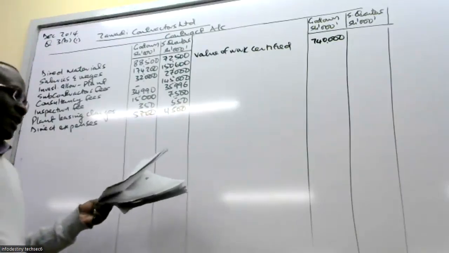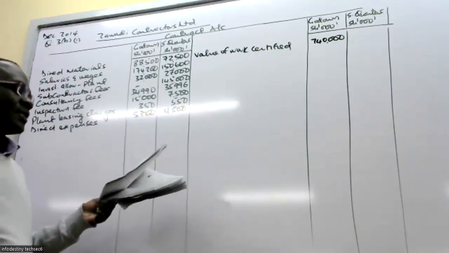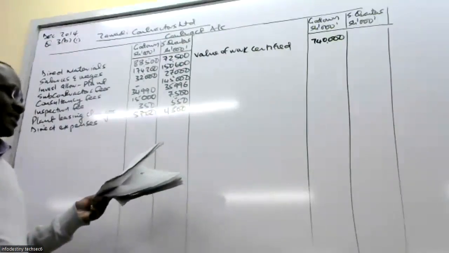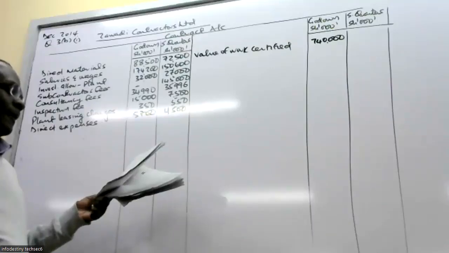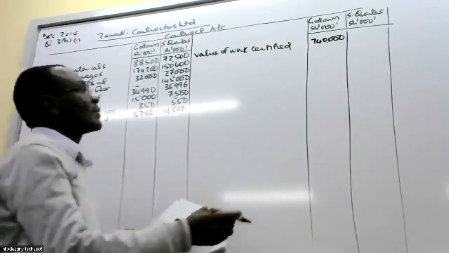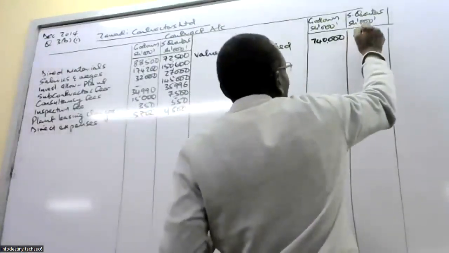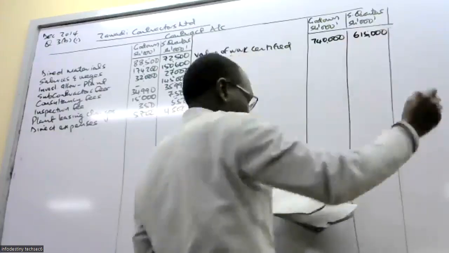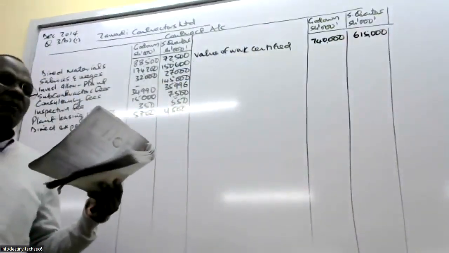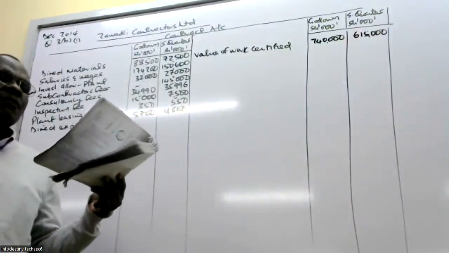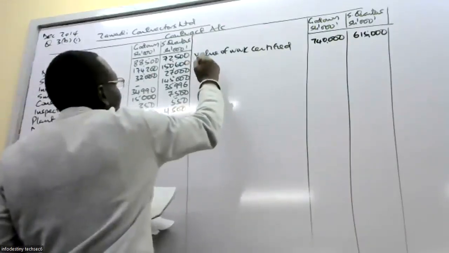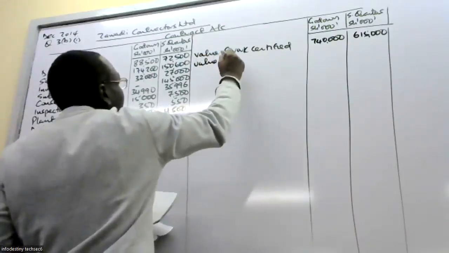We do the same for staff quarters. 745,000 minus 130,000 will give us 615,000. So this is 615. So that's value of work certified. Then value of work uncertified is the closing stock. So put your value of work uncertified.